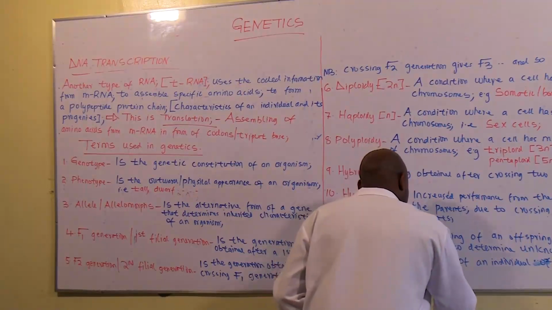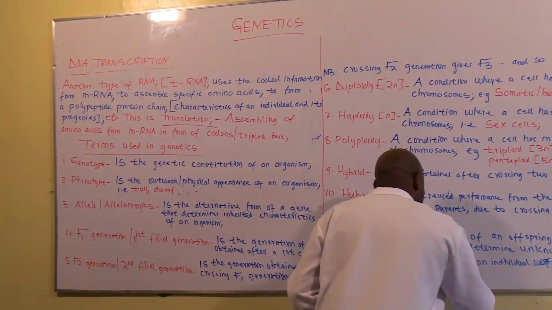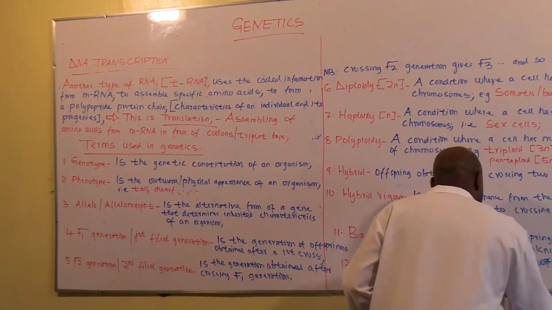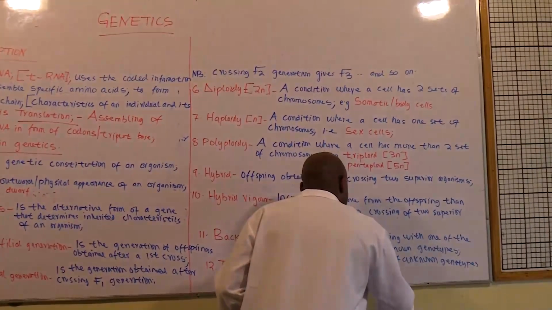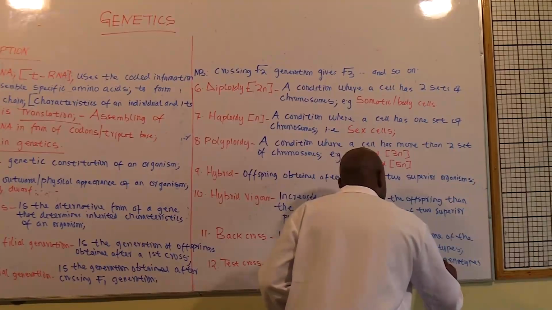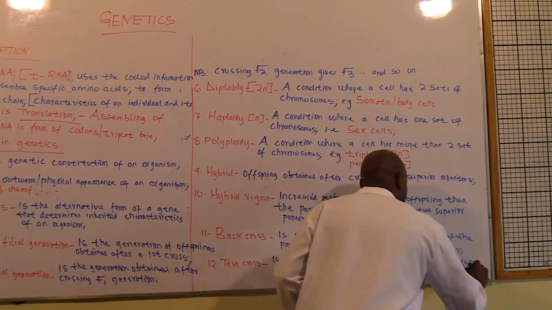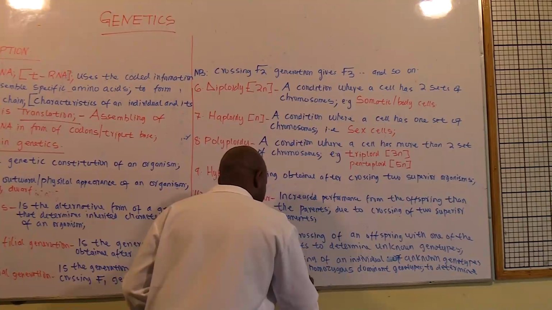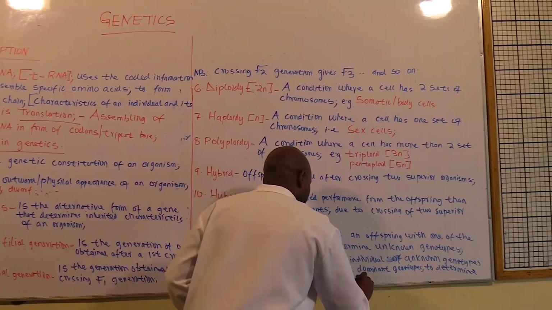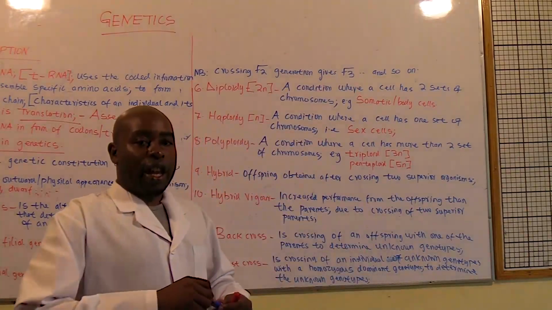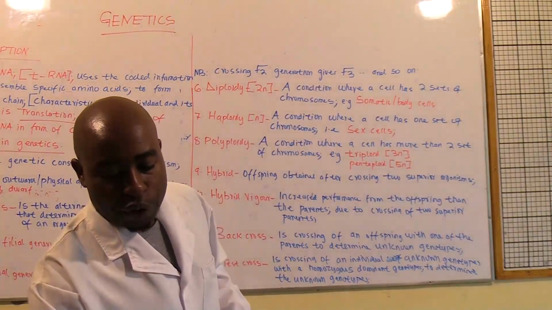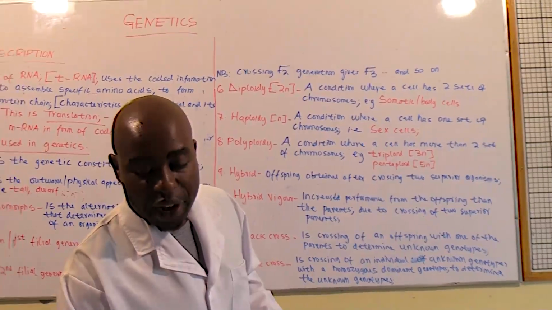with a homozygous dominant genotype to determine the unknown genotypes of that offspring whose genotypes are unknown.